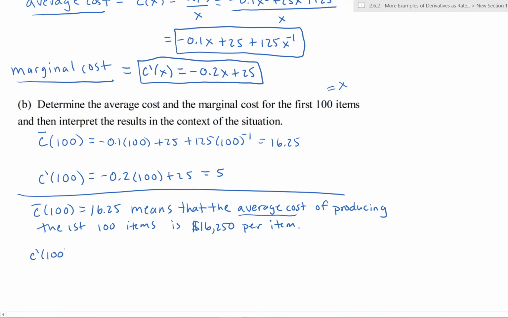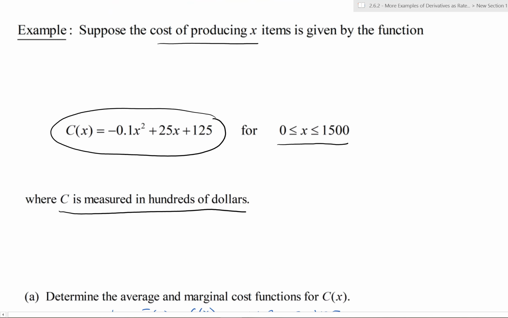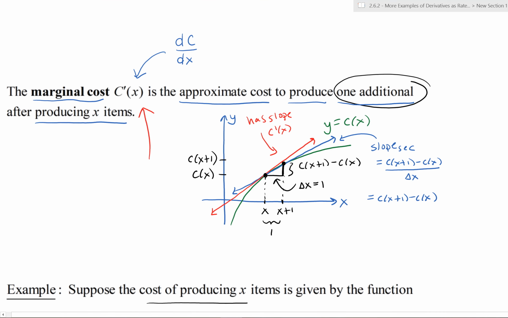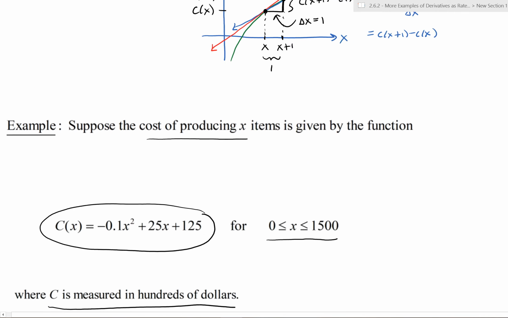Now, what about C prime of 100? That's where our derivative idea comes into play. C prime of 100 was 5, remember. And what that means is, again, keeping in mind that this output here is 5, it means, based on what we wrote above, remember, right up here, that the marginal cost, C prime of x, is the approximate cost to produce one additional item after x items.